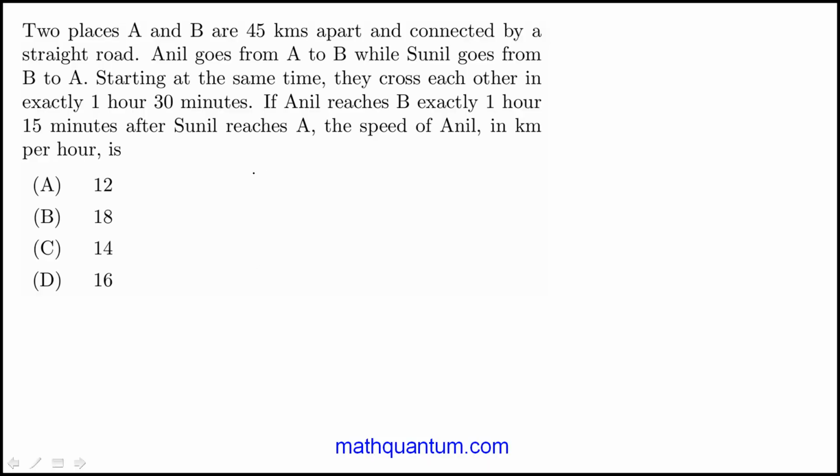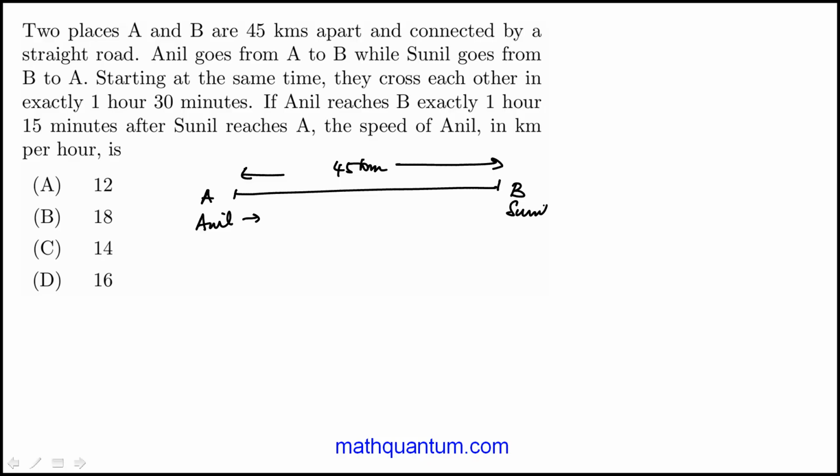So we'll start by putting an algebraic structure to this question. This is kind of a standard type of question. We have A and B, that distance is 45 kilometers, and Anil goes from A to B, and Sunil goes from B to A. They meet at exactly 1 hour 30 minutes, so I'm going to write this as 1.5 hours.